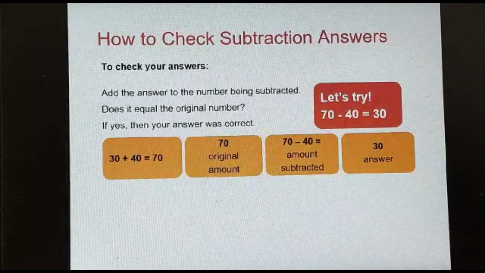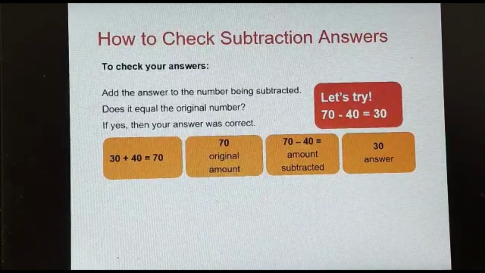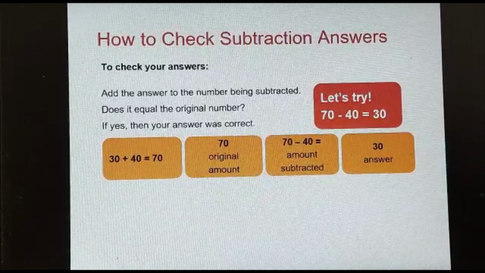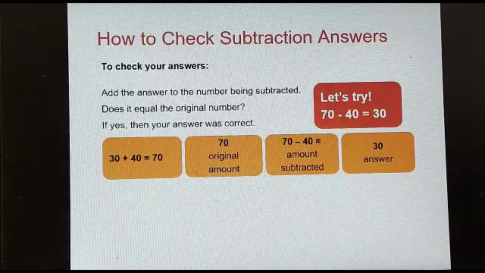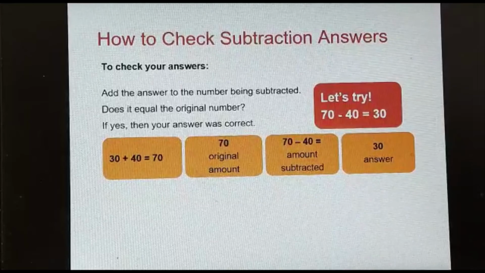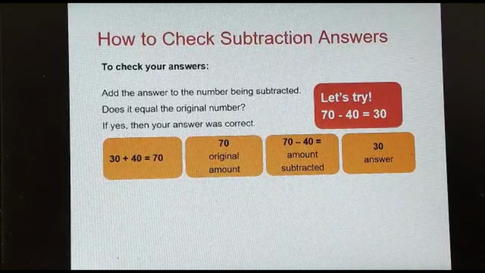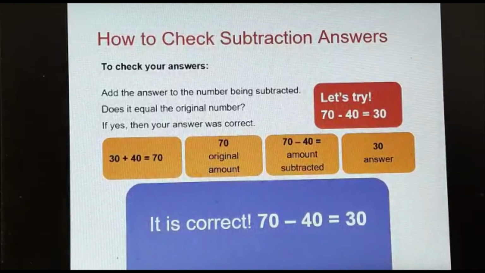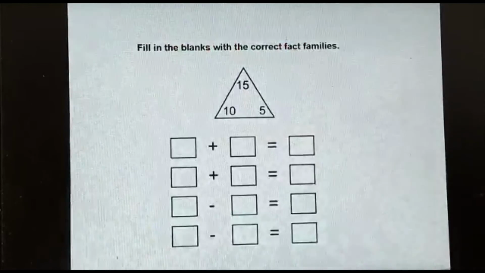The amount that will be subtracted is 70 minus 40. But when we add 30 plus 40, the answer that we get is 70. So that means if your answer is equal to the original number, only then your answer will be correct. So it is correct. Good job.